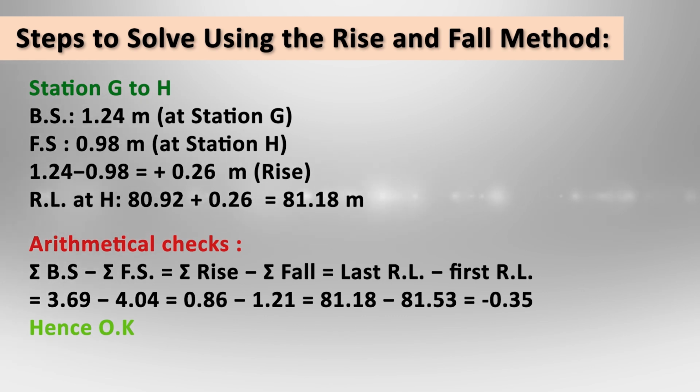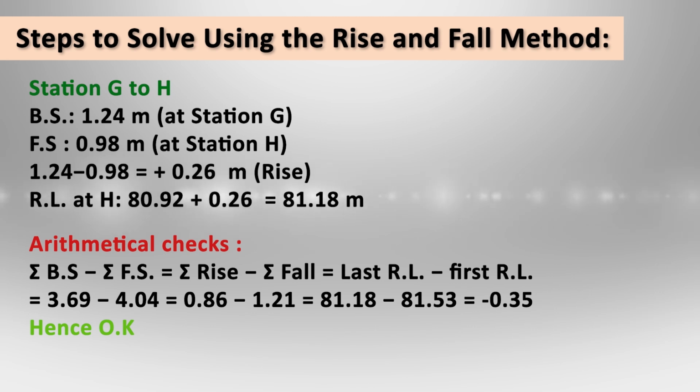So, sigma backside minus sigma foreside is equal to sigma rise minus sigma fall, which should be equal to last RL minus first RL. So, sigma backside is calculated as 3.69 minus sigma foreside has been calculated as 4.04, which will be equal to minus 0.35.